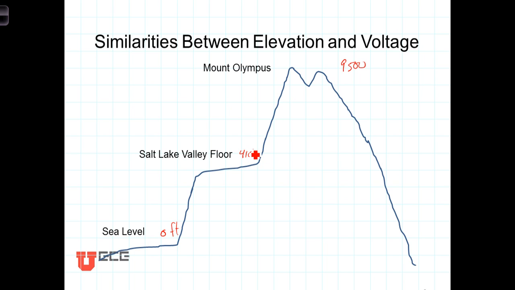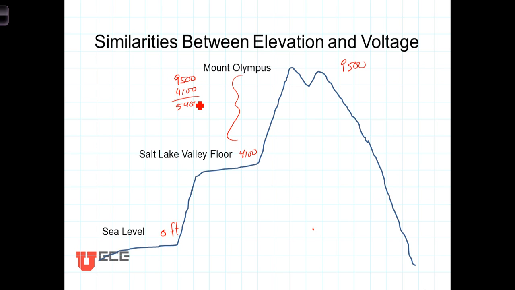above sea level. On the other hand, if we're standing on the valley floor and looking up to the mountains to the east, we'll see that the elevation, the amount that they rise, can be calculated by taking the higher elevation, 9,500 feet, less the lower elevation of 4,100 feet, and we've got a 5,400 foot change in elevation going from the valley floor to the top of Mount Olympus.